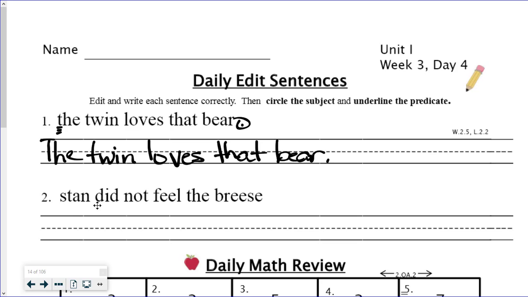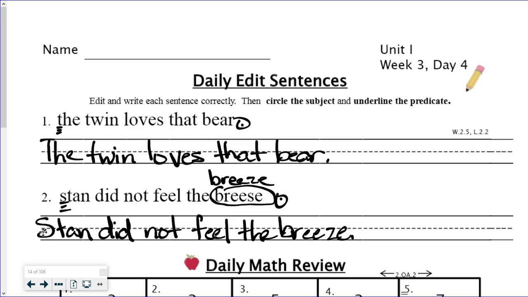Stan did not feel the breeze. Stan is a name, and it's also the beginning of the sentence, so it's got to be capitalized. Stan did not feel the breeze. Breeze. I hear a Z at the end, so B-R. The E-E is making the long E sound. And then we have a Z, E, and then we need a period at the end. We're going to rewrite number 2. We've rewritten number 2, so we're going to go back and circle subjects and underline predicates.